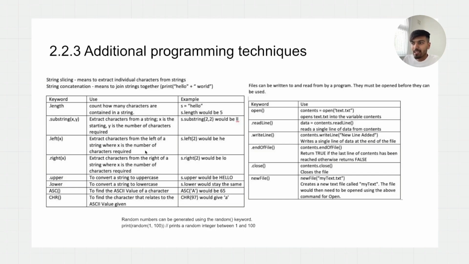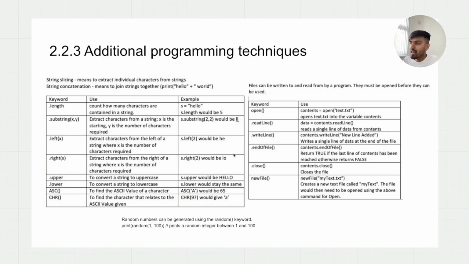Dot left is basically all the required characters from the left, and right is the number of characters needed from the right. Upper is to convert to uppercase, lower is to convert to lowercase. ASCII basically finds the ASCII value of the character, and char basically does it the other way around.